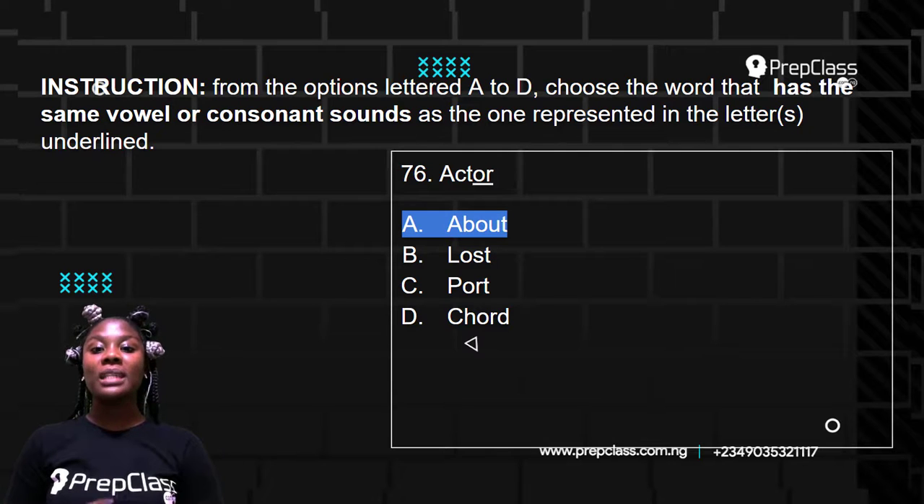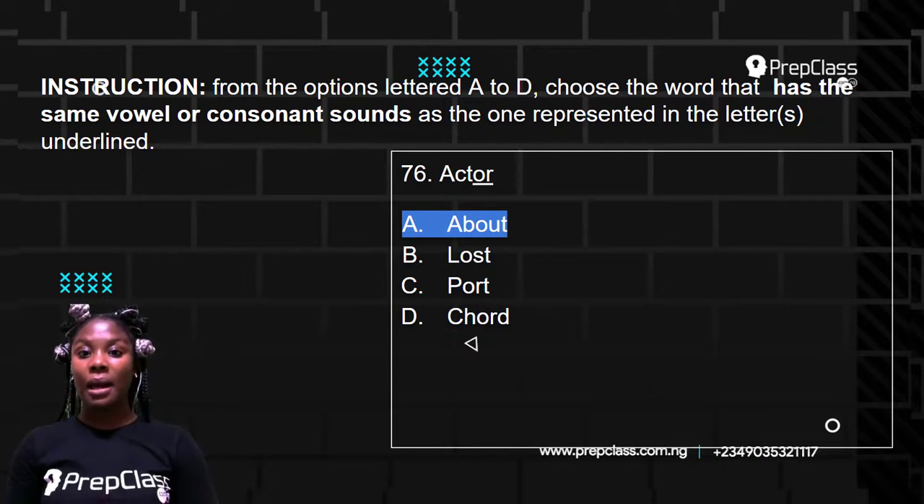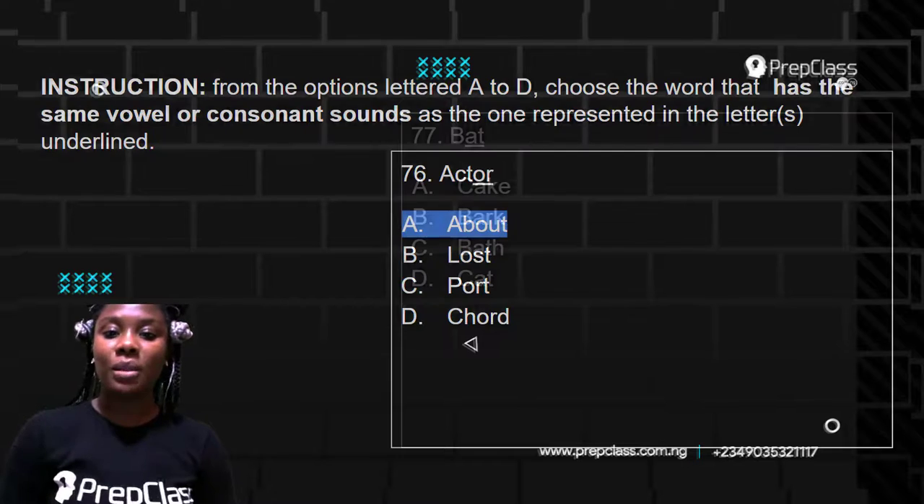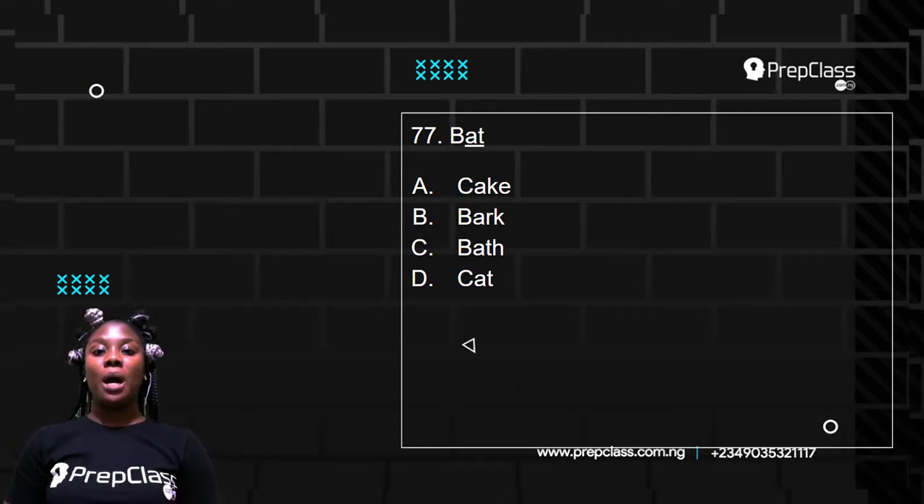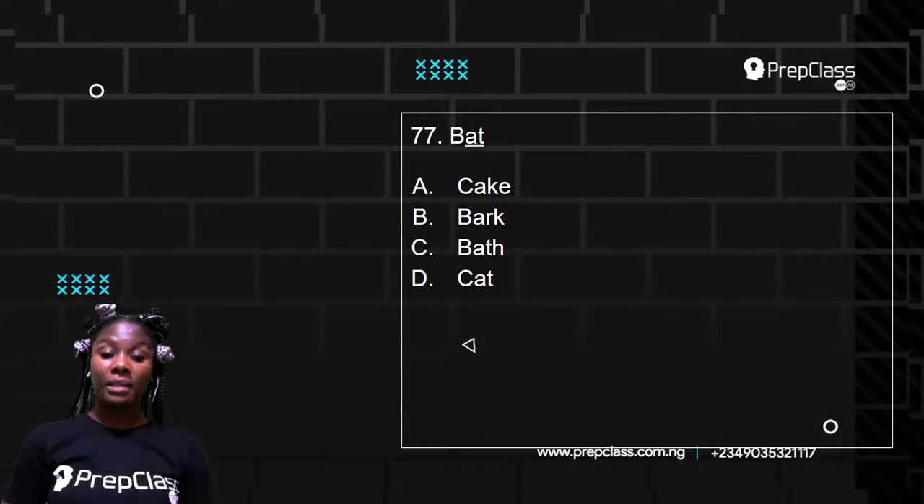So we can find a similar sound in the OR in actor and the A in about. Actor, about. So we have it in about, option A. That's the answer.